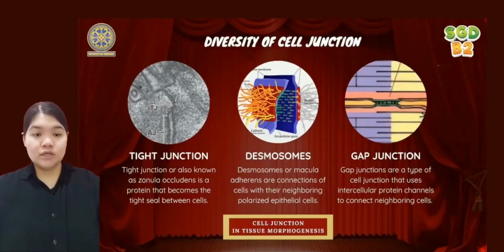And last, gap junction, sometimes referred to as communicating junction or macula communicans, is a type of cell junction that uses intercellular protein channels to connect neighboring cells. The gap junction is the place where intercellular communication occurs because it allows ions, amino acids, nucleotides, and other water-soluble molecules to move cytoplasmically. That's all for me.